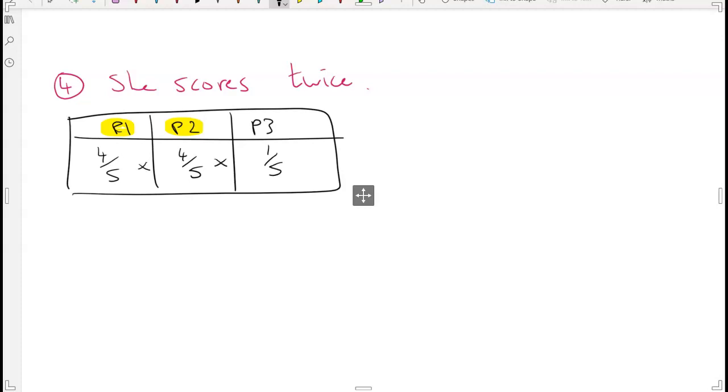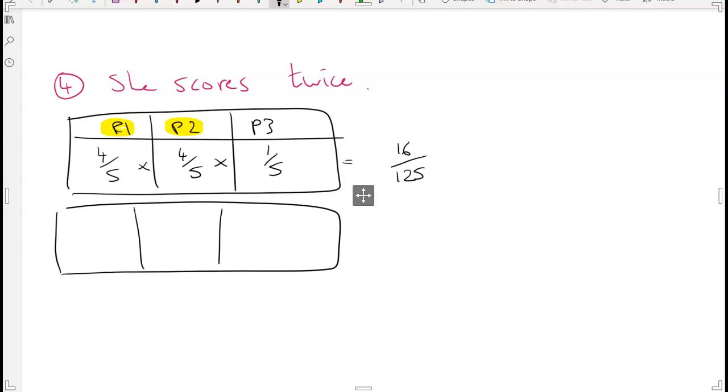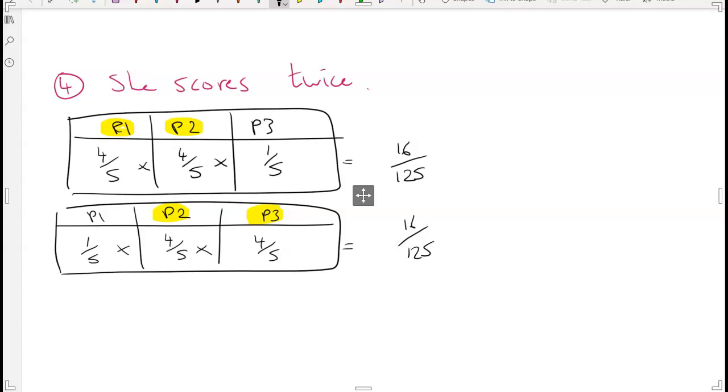And we multiply them to get our answer, which of course is 16 over 125. But it could have happened in another way. It could be that she takes her 3 penalties, penalty 1, penalty 2, penalty 3, and she scores the second and the third one, and misses the first, which would mean the probability of penalty 1 being missed is 1 over 5. Score is 4 over 5 and 4 over 5 for penalty 3. And of course, in that order, we multiply them. We end up with the same fraction, 16 over 125.